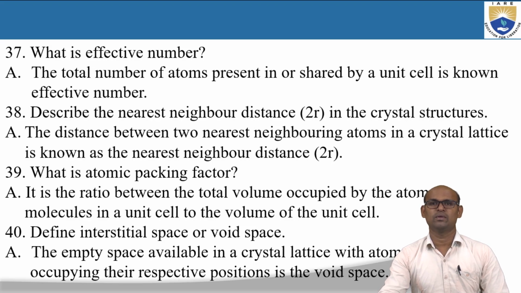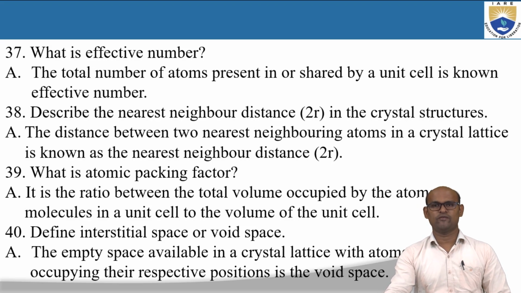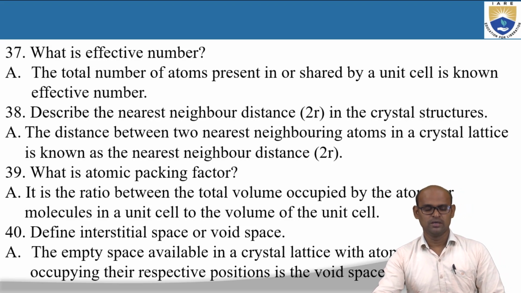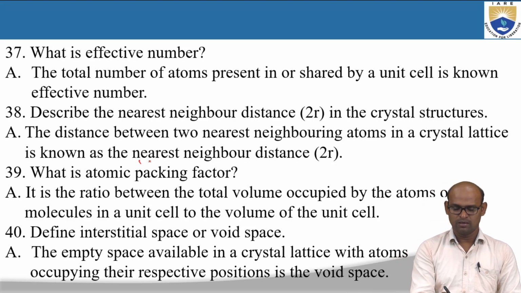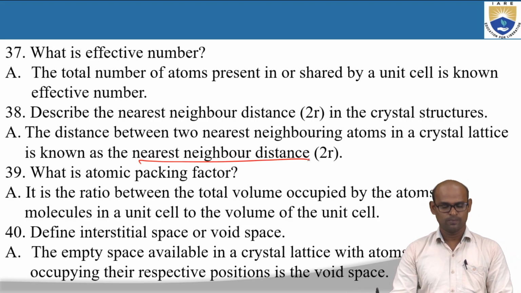What is effective number? The total number of atoms present in or shared by a unit cell is known as the effective number of atoms per unit cell. Okay, total number of atoms present in or shared by a unit cell is known as effective number. Describe the nearest neighbor distance in the crystal structure. The distance between two nearest neighboring atoms in a crystal lattice is known as nearest neighbor distance.